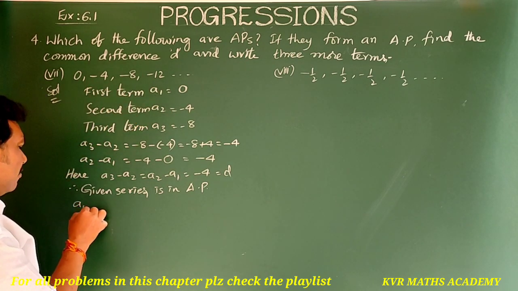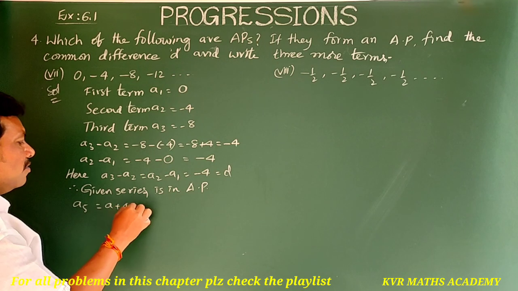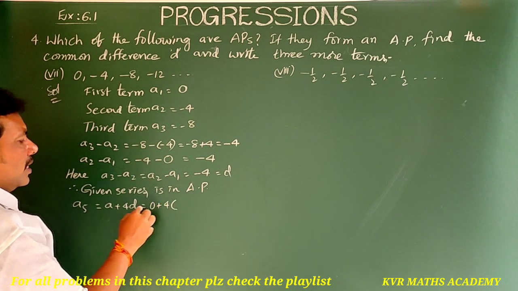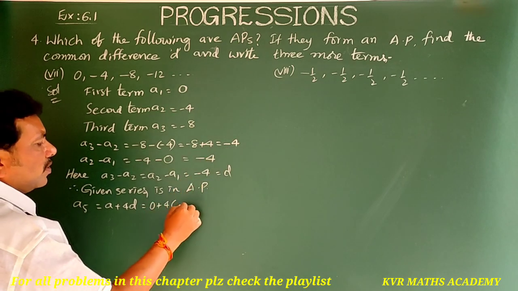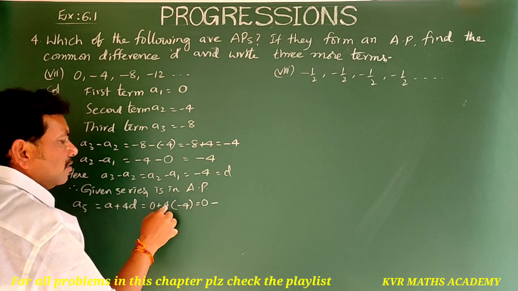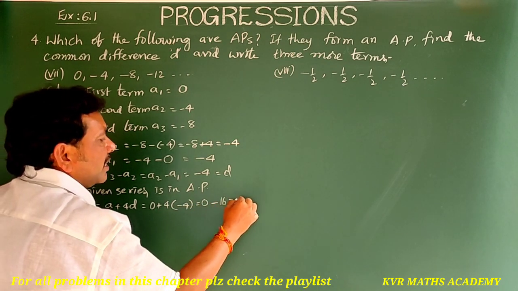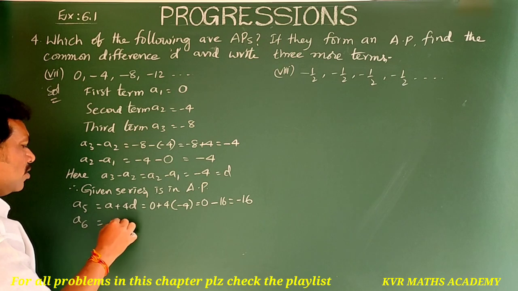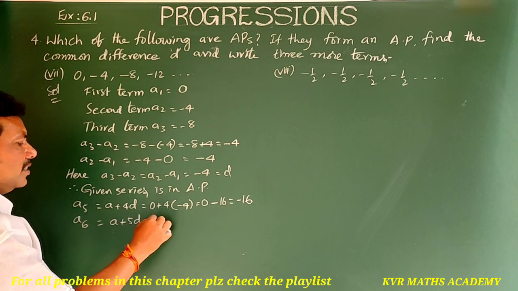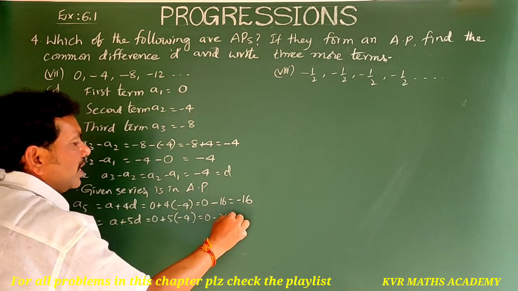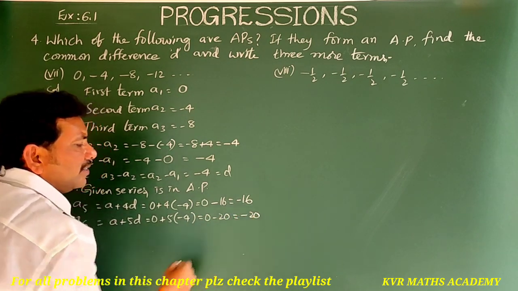Let us find A5, which is equal to A plus 4D. A is 0 plus 4 into D, which is minus 4. That is 0 minus 16, which is minus 16. Next, in the same way, A6 is equal to A plus 5D. 0 plus 5 into minus 4 is 0 minus 20, which is equal to minus 20.